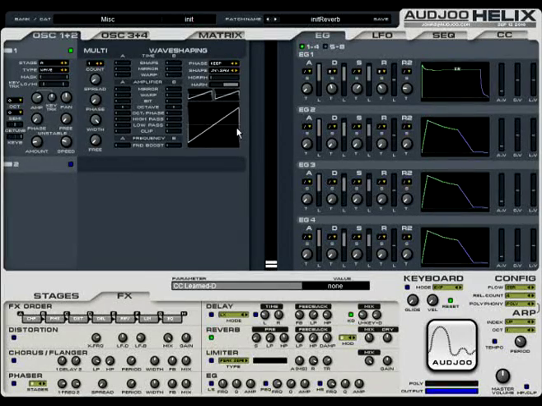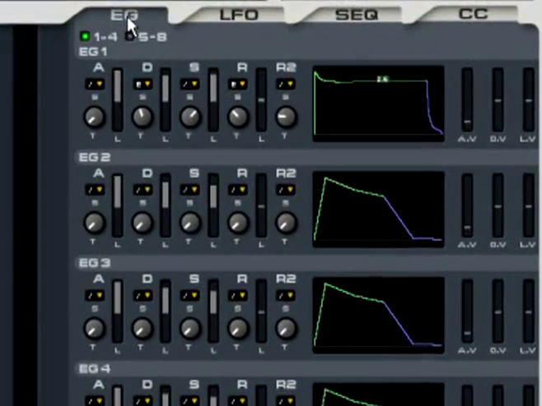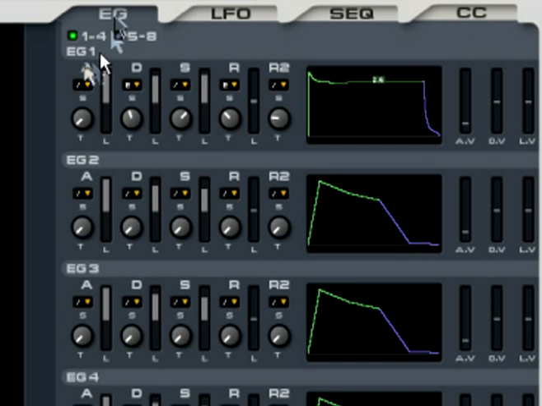Hey everyone, today I would like to speak to you about the envelope generator. The envelope generators, in plural, are located on the right side of Helix. It says EG here, and that's short for envelope generator.